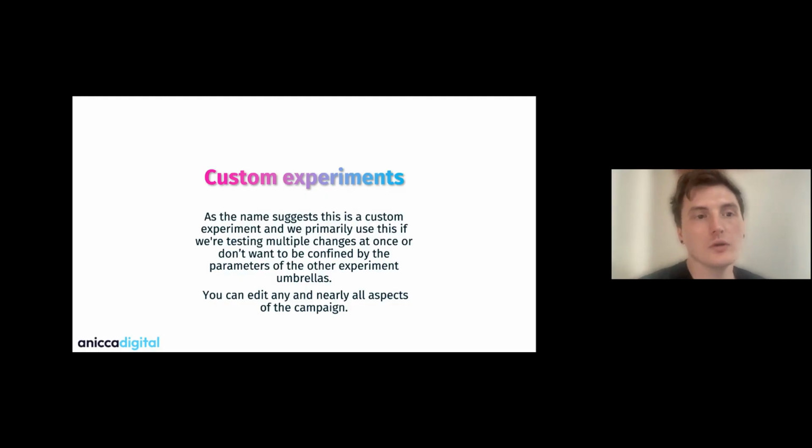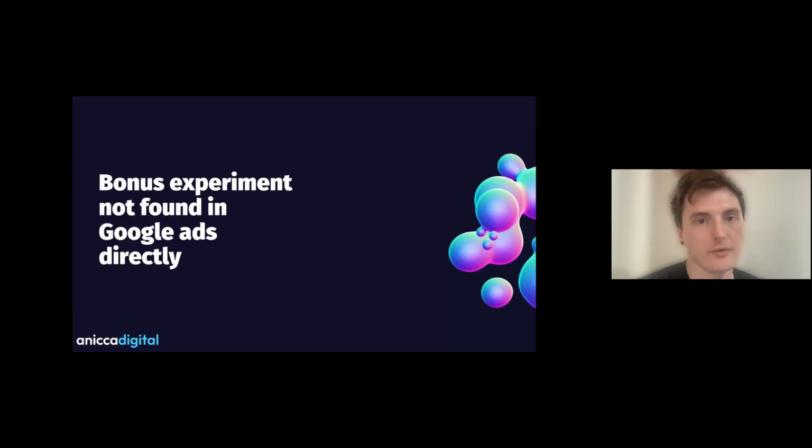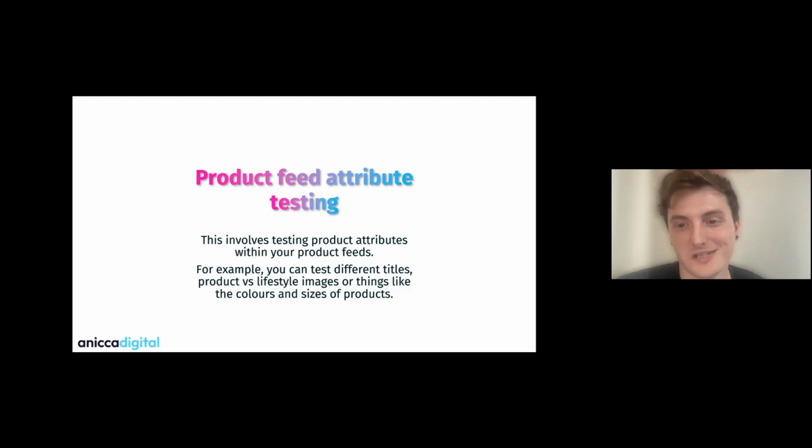Now there is another one. So there's a bonus experiment not found in Google Ads directly, and I'm mentioning it because it's kind of important. I thought I'd throw this in here because you need to know about it, particularly if you're in e-commerce, but you don't set it up in the same way you would other experiments. And I'm talking about basically product feed attribute testing. And now this is my favorite type of testing. And that's because I believe from my experience that it has the most direct and immediate impact on your e-commerce performance. So for e-commerce, basically, it's the difference between an optimized product feed and one that isn't, quite frankly.